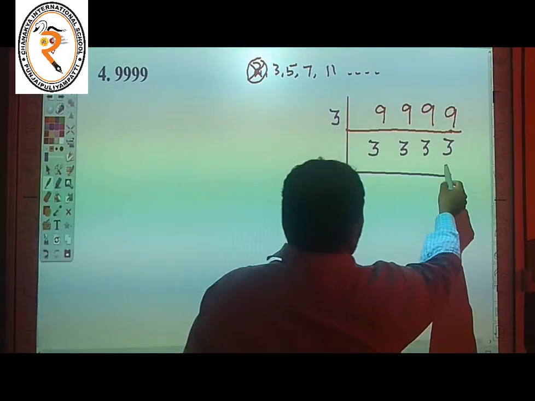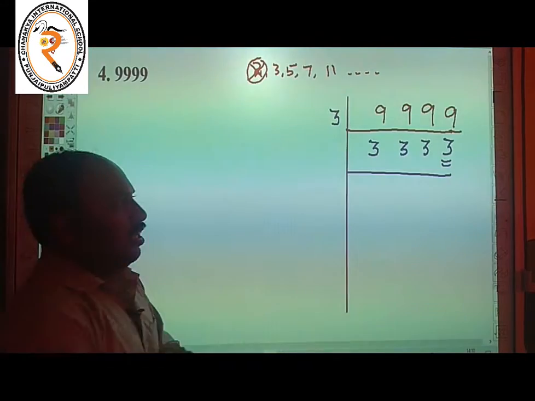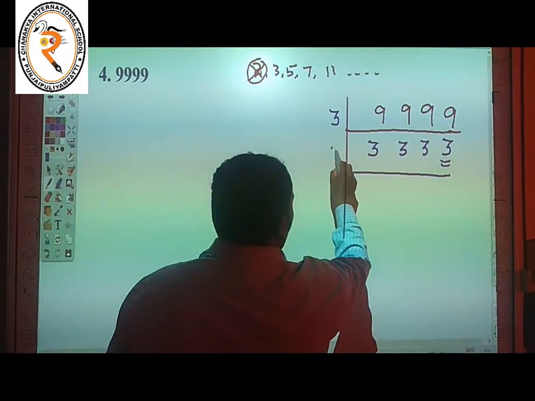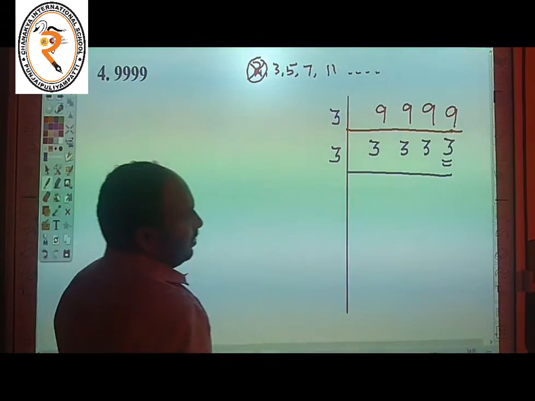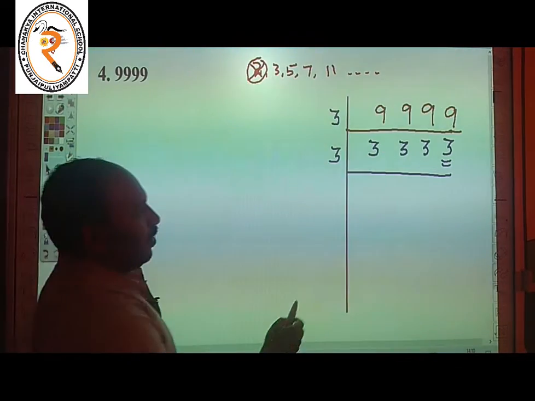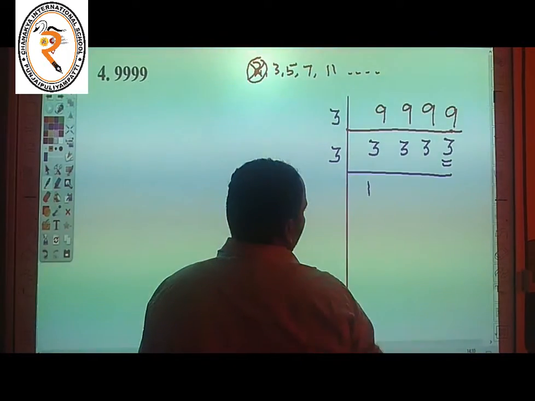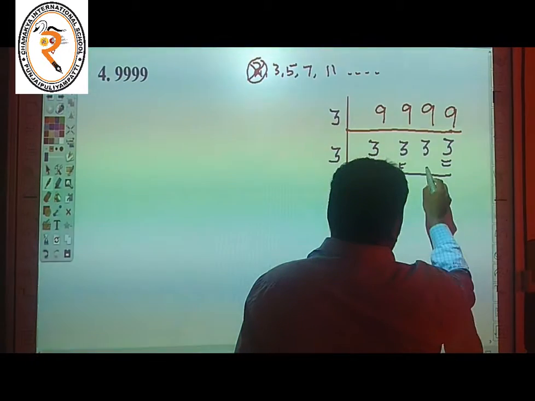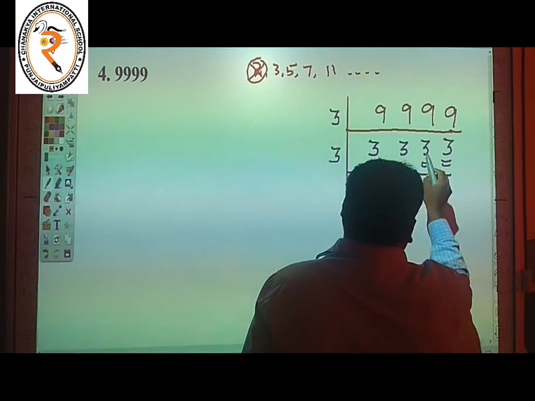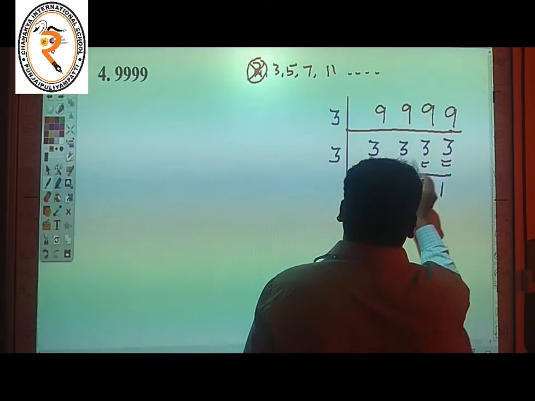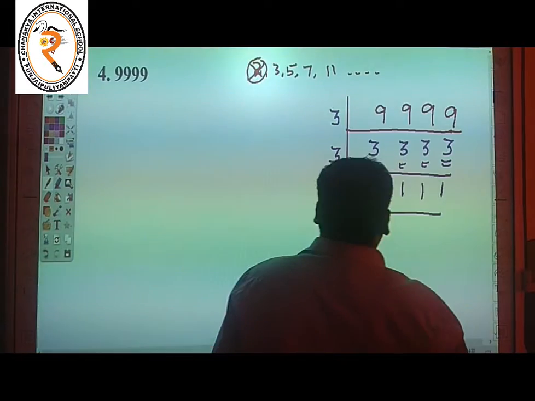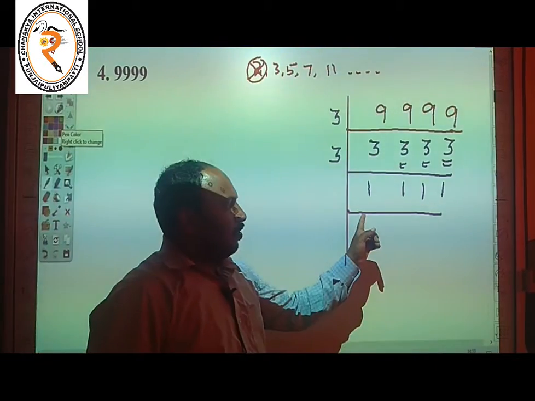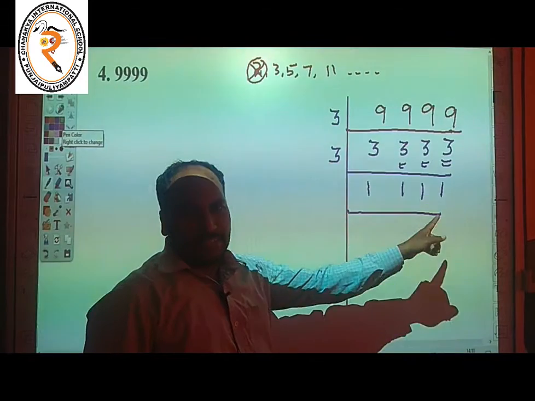The last digit is 3, so it is not divisible by 2. So we go to 3. 1 into 3 is 3. Again 3, 1 into 3 is 3. Here also 1 into 3 is equal to 3. Next one is 1,111.